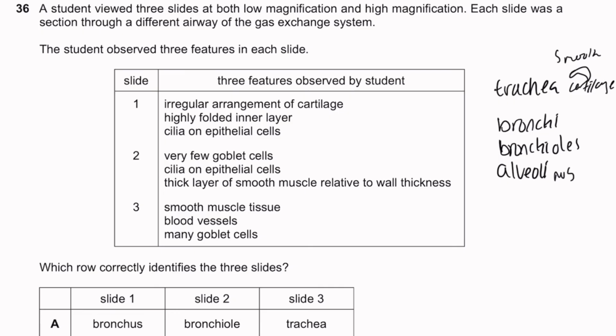So here in the alveoli we have no goblet cells, no ciliated cells, it's just basically epithelial cells. But in the bronchioles we do have cilia, and we do not have smooth muscle at the end. So we have smooth muscle at the beginning, but then it gradually stops. No cartilage here at all. So let's see. We have an irregular arrangement of cartilage, highly folded inner layer, and cilia and epithelial cells. So I would say that would be the bronchi or the bronchus.